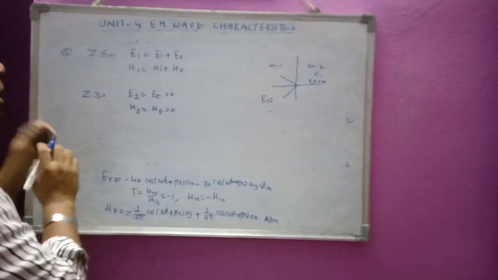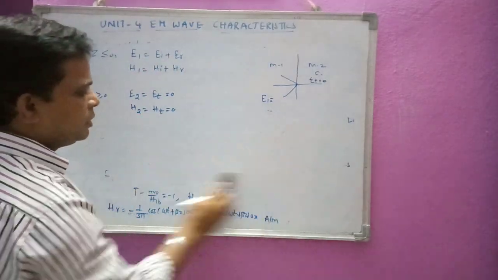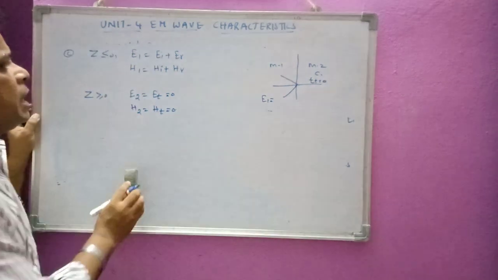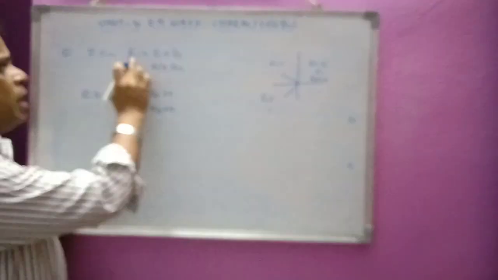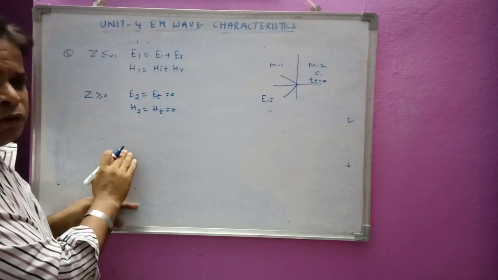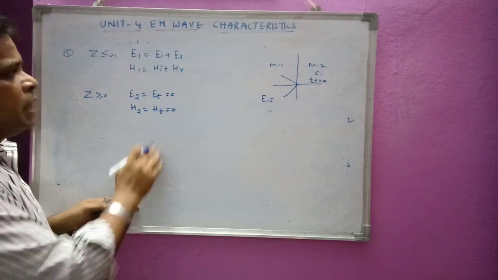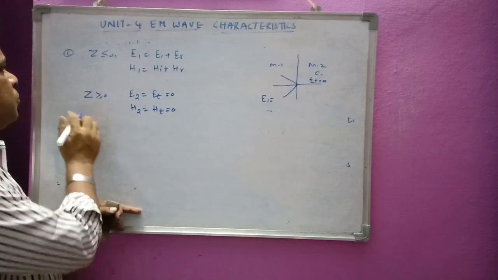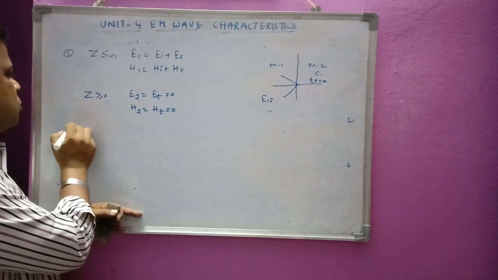You rewrite the values here. It will give the value of E1 and H1. So we can get the values of E1 and H1 by adding whatever the two we have got, that is EI plus ER and HI plus HR, we will get the values. Okay. Now we will move on to the fourth question D.